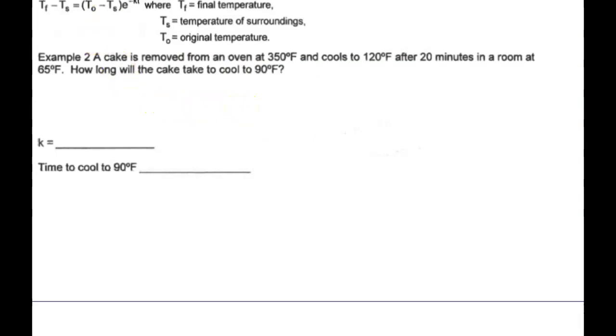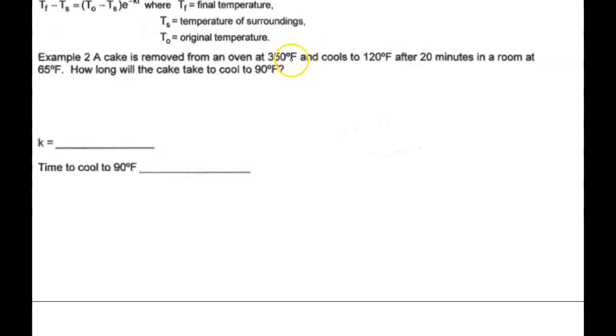Let's see if we can do this one more quickly. Example 2, same kind of question. It's in Fahrenheit, not Celsius, so temperatures we're a little more comfortable with. A cake is removed from an oven. The oven was 350. What is that temperature?